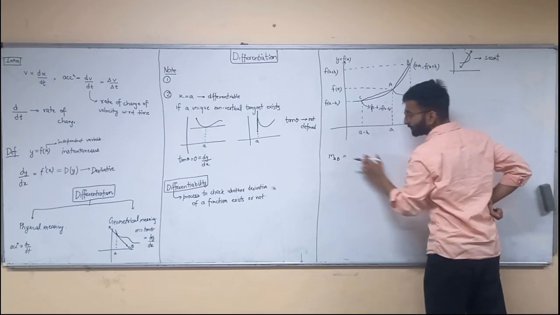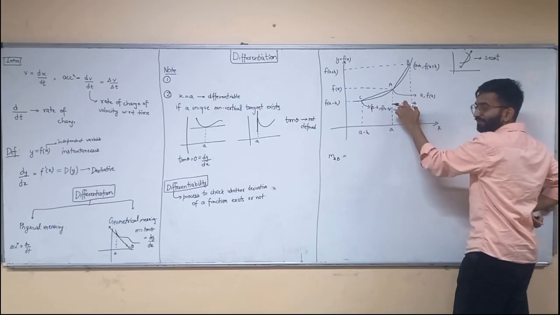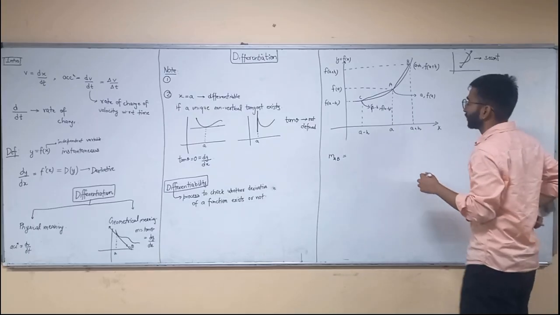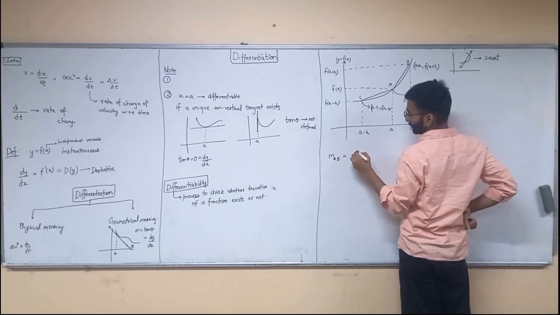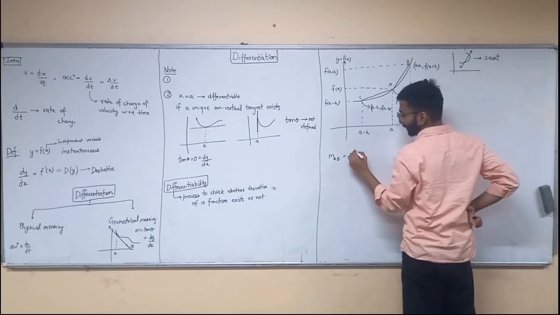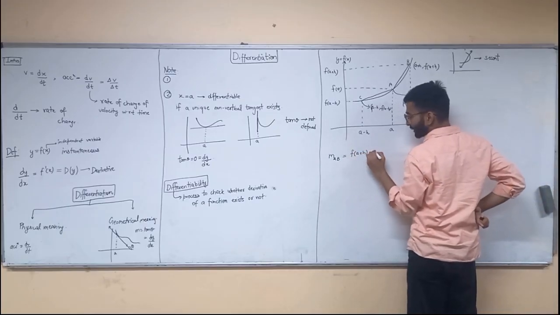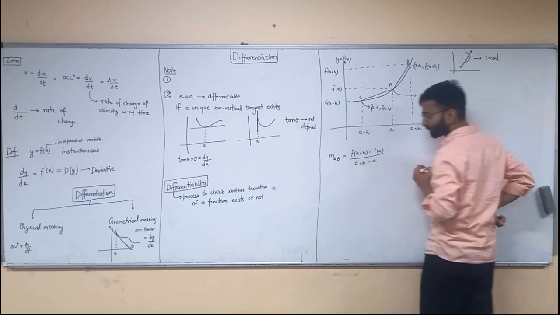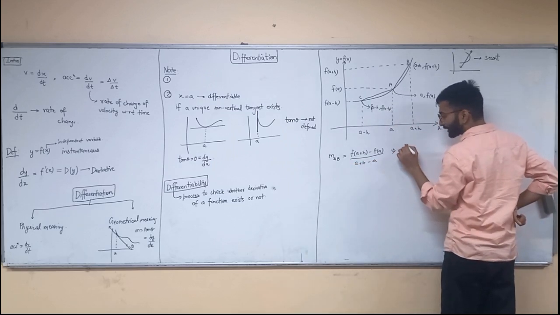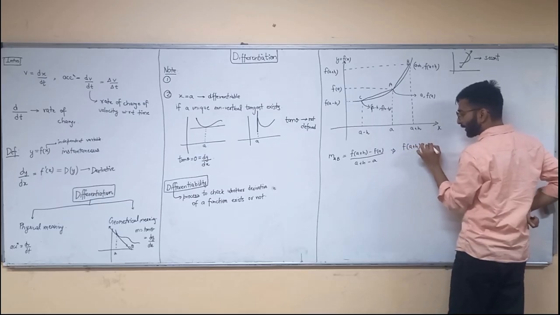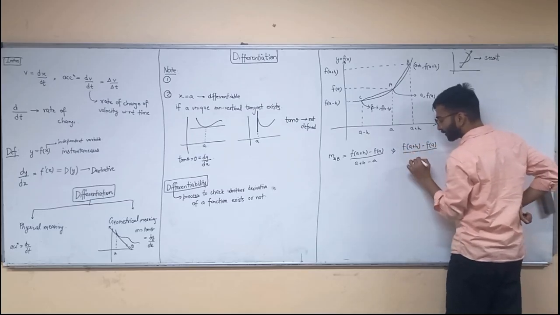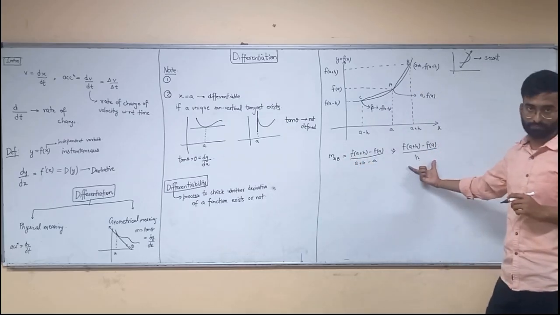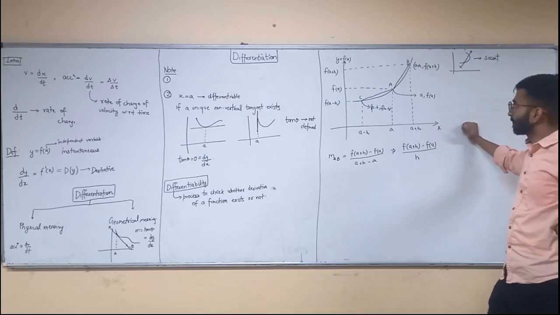So what will be the slope of AB? y2 minus y1 upon x2 minus x1. Remember this? The straight line, we have studied this already. So this is f of a plus h minus f of a upon a plus h minus a. Solving this we will get f of a plus h minus f of a upon h. So the slope of line AB is this, where h is very small.